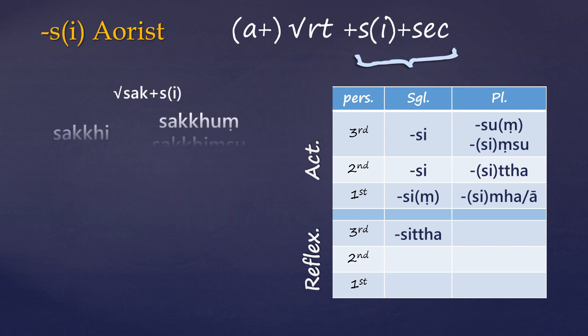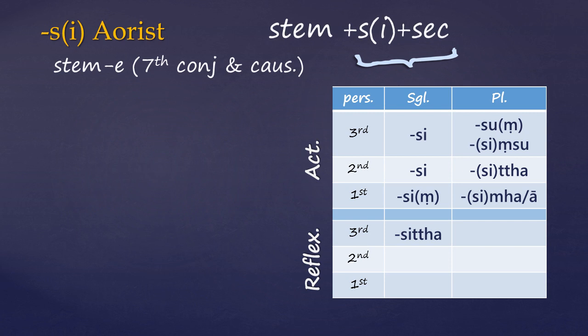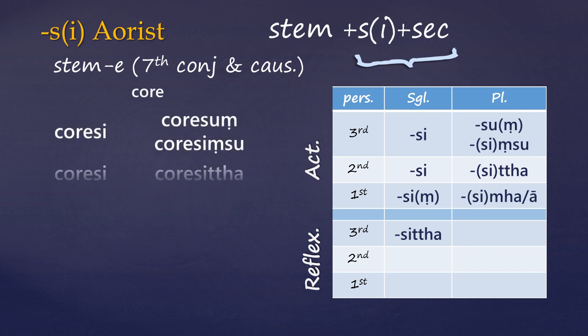Now occasionally the s-aorist is applied to roots ending in a consonant, in which case the s often assimilates, resulting in a duplication of the root consonant. Importantly, this form is commonly applied to verbal stems and bases ending in the letter e. These are the present stems of the seventh conjugation and the causatives. And when applied to these stems, they generally do not take the augment, and the s, along with an intervening I, is often retained in the plural forms too.